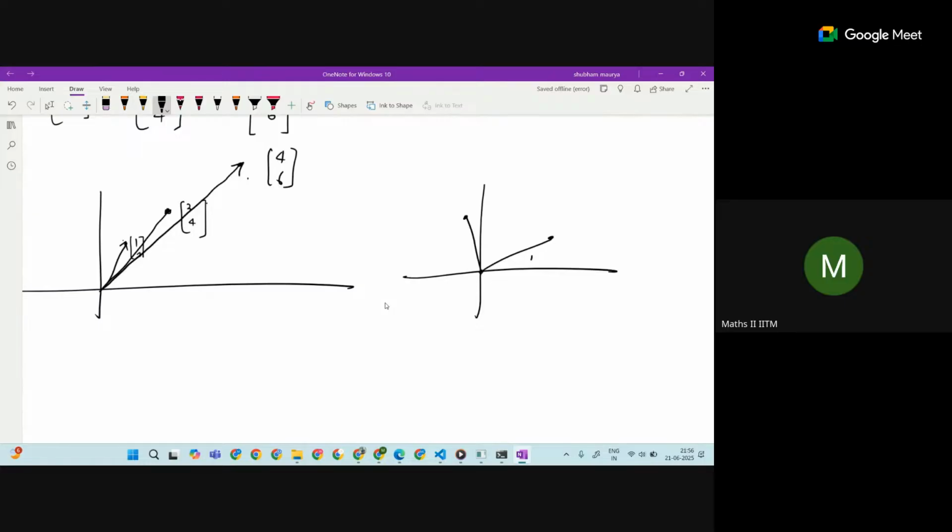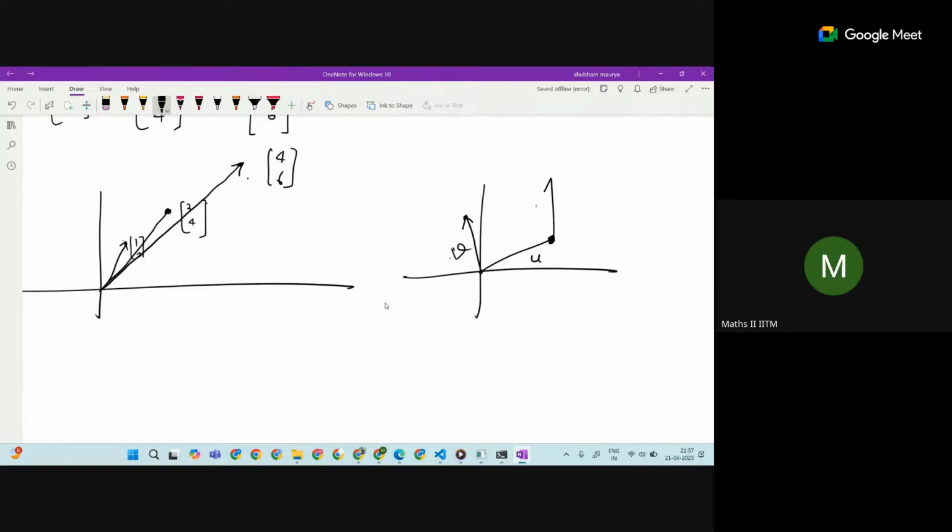Let's say this is u and this is v. When I'm adding, adding two vectors is like this. If you add u and v, what is happening is that you add this v to here, to u. This adding is generally done like this.